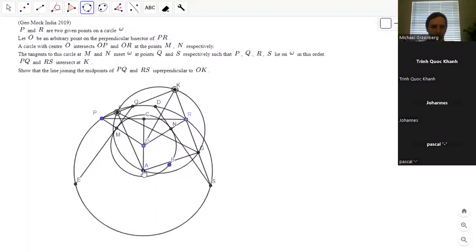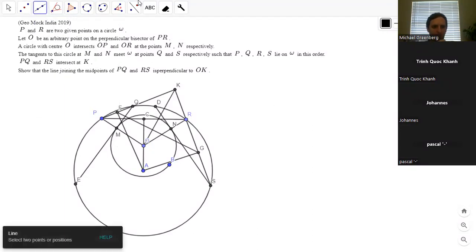And what else do we know? I don't think there's any other kind of point, so I'll just remember that. So since KFAG is cyclic, we can kind of find the angle that FG makes with AK, but not necessarily with OK. Maybe we should let EM and NS meet at a point. That might make things easier.